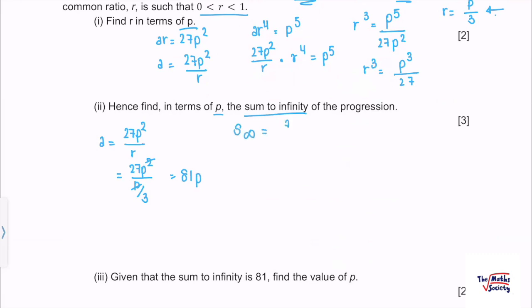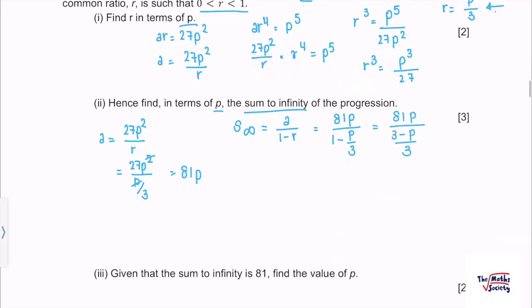And then you find the sum to infinity. That's going to be a by 1 minus r. And a is 81p, and then 1 minus r, which is 1 minus p by 3. So that's going to be 81p by, so it's 3 minus p divided by 3. If you multiply them, you get 81p multiplied by 3 over 3 minus p, if you flip them around. So you get 243p divided by 3 minus p. So that's, in terms of p, the sum to infinity.